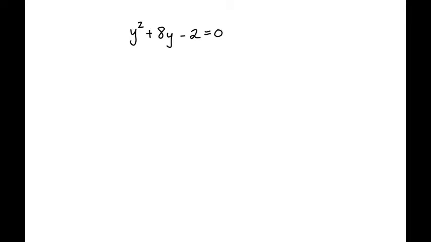We are going to solve this quadratic equation using the complete the square method. First thing I want to do is set it up by moving that 2 over to the other side of the equal sign. Get it out of the way.